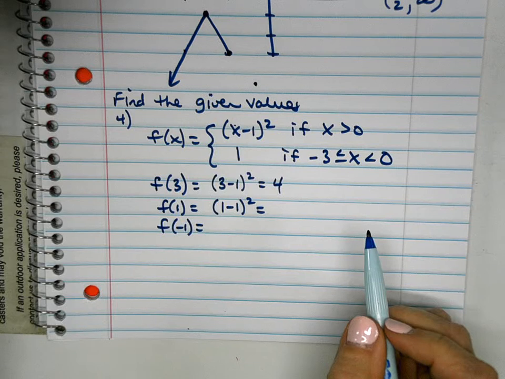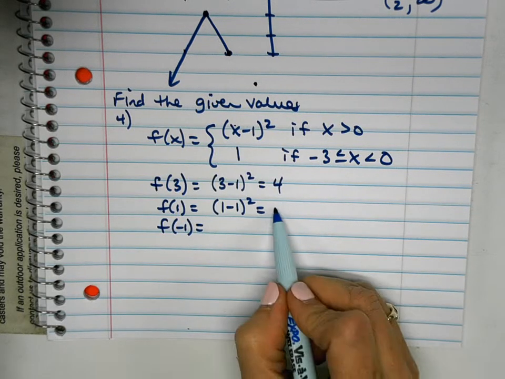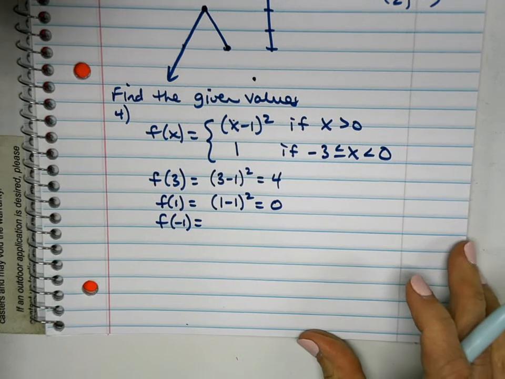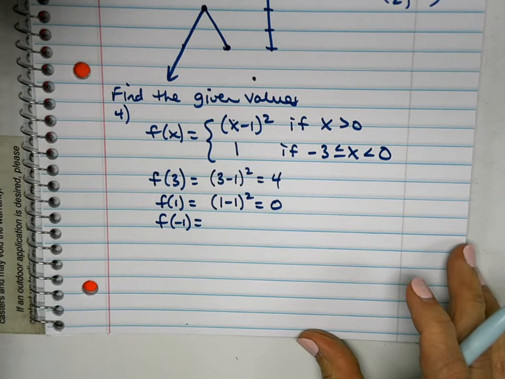1 minus 1, 0 squared would be 0, right? Okay. Are we okay? It's a trick question. Yeah, 0 squared, 0 times 0 is just 0.